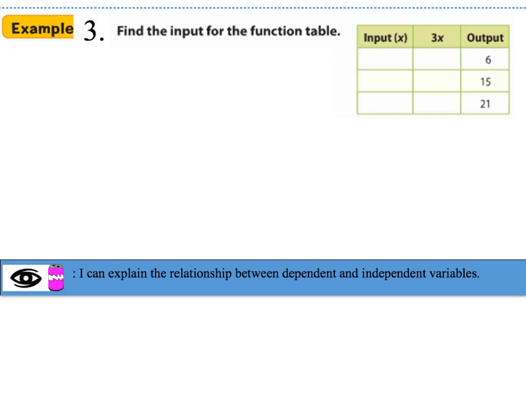For example 3, it says find the input for the function table. So this problem, we're going backwards.